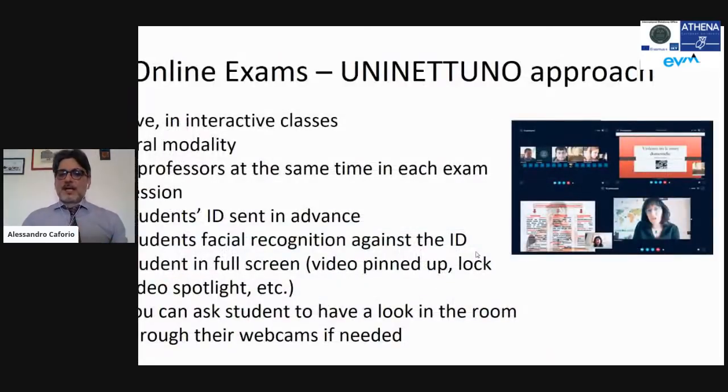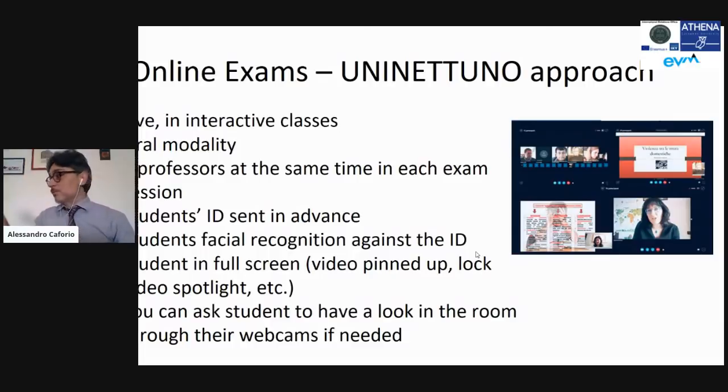What we did for exams, we used the interactive class system, oral modality, so no written exams, with 2 professors at the same time in each exam session. The student's ID is sent in advance by email in order to perform the check, comparing the student's ID in the email with the face on the screen in real time, without asking the students to show the ID in the meeting, because we need to be compliant with GDPR and student privacy. And then the student goes full screen, with no one else on the screen, so we can see his eyes.